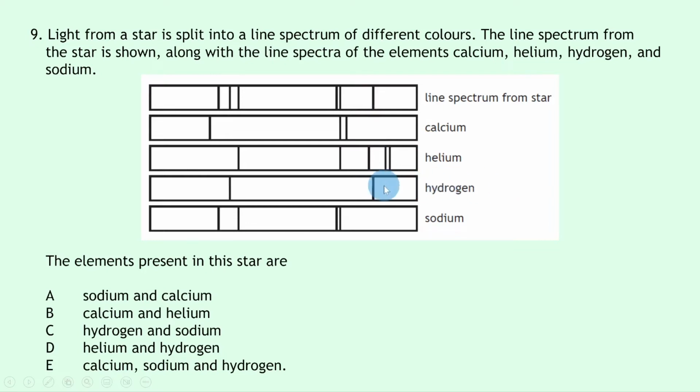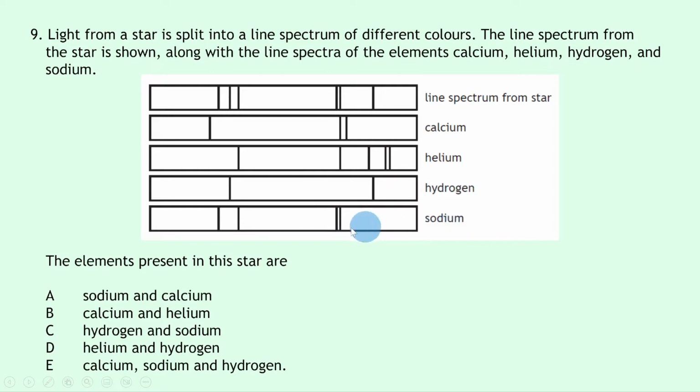Next we have hydrogen, which only has two lines, so we have this thicker one here which does actually match up with this one in the star, and this thinner one over on the left which does also match up with this middle one up here in the star spectrum. So that means we could say that hydrogen is present in the star.